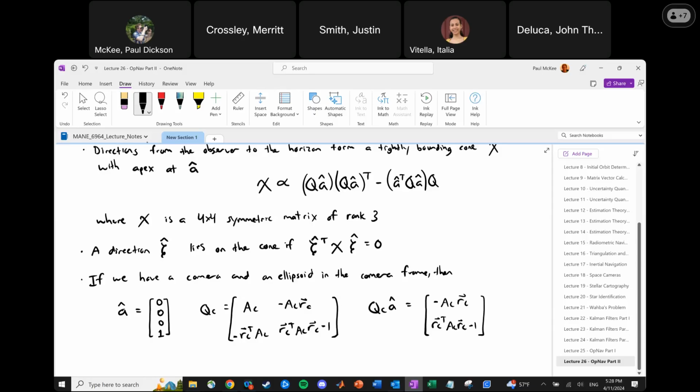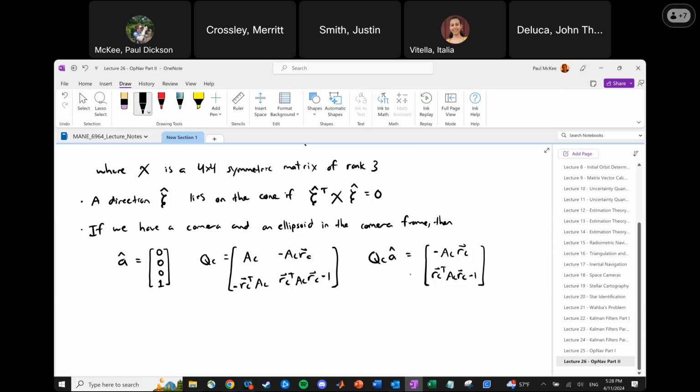Okay, why did I bother multiplying QC by A? Well, because ultimately we need QC times A times QC times A transpose minus A QCA and then QC again. So we're going to do this one thing at a time. A transpose QCA would just be RC transpose AC RC -1. We're just keeping the bottom right component of the original QC matrix. And we have a little bit of other fun math to do.